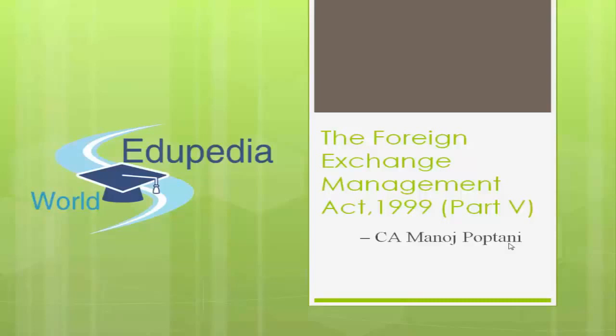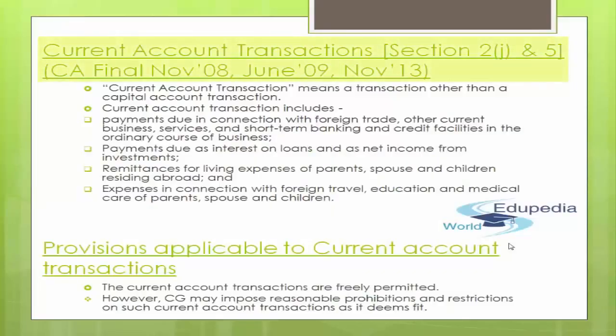Fasten up your seatbelts. We are about to take off with the first topic, and that will be the current account transactions. The same will be covered under section 2, subsection J, and it has to be read along with section 5. This question was asked in the CA final examination for November 2008, June 2009, and November 2013. So you can simply guess how important this particular topic is for your CA final examination. This is one such topic from where the maximum number of questions can be expected.